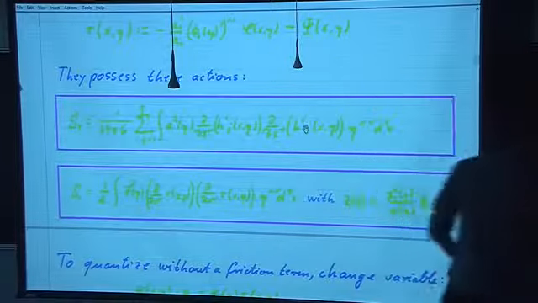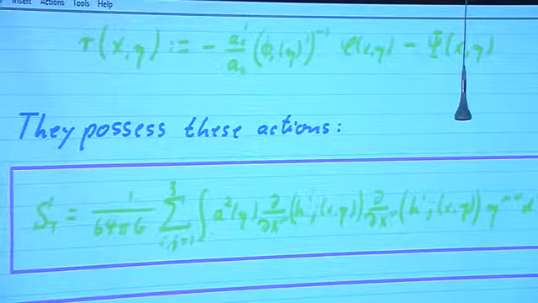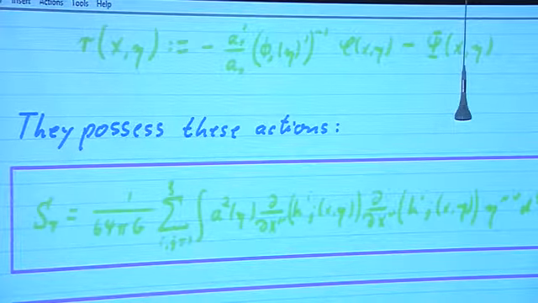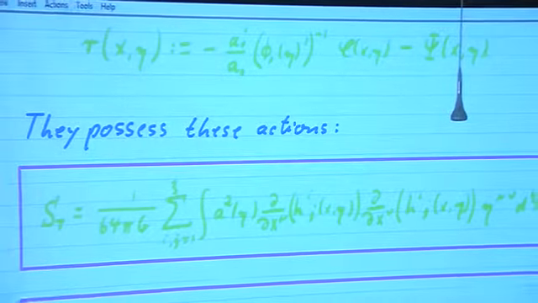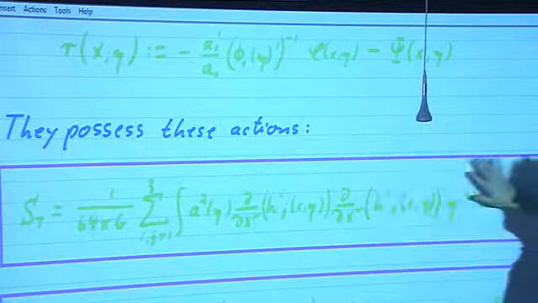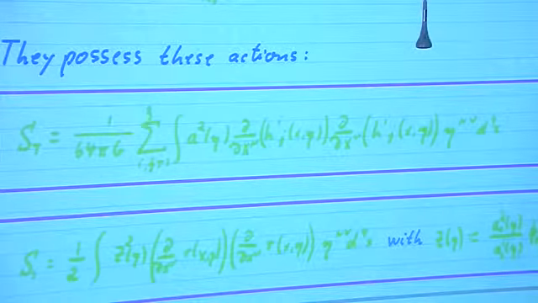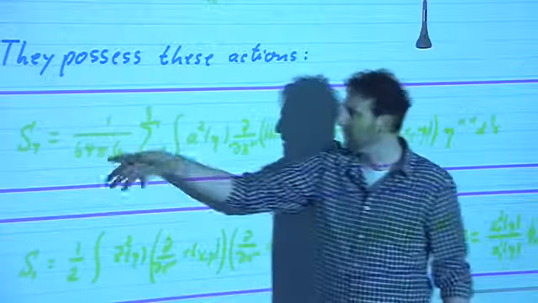Here's the action of the tensor field, of the pure tensor component, the gauge invariant tensor component of the metric. And notice that this is exactly the kind of action that we have considered all throughout this course. The only difference here is really this prefactor, but that doesn't matter.